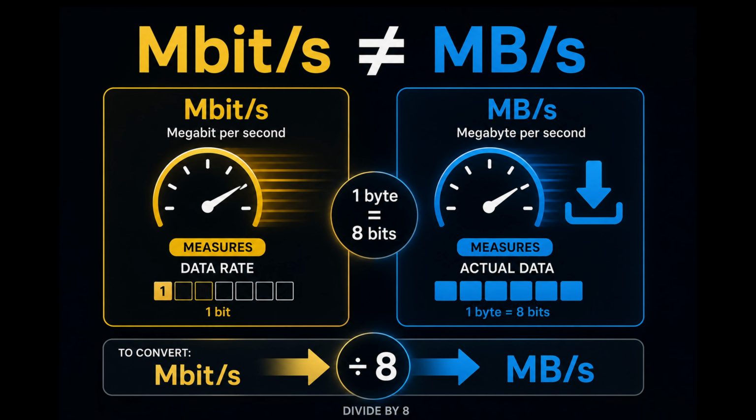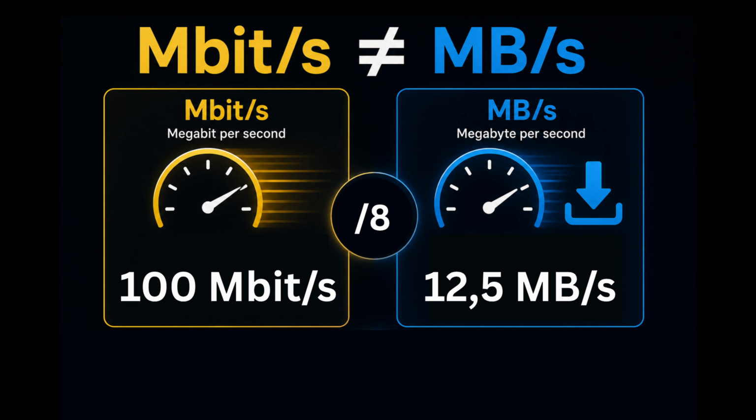This all comes from the IT world of bits and bytes. Just remember that 8 bits equal 1 byte, which is why you always have to divide megabit per second by 8. That gives you the actual megabytes you can transfer per second at most. So if your internet connection has a speed of 100 megabit per second, you can download data at a maximum rate of 12.5 megabyte per second.